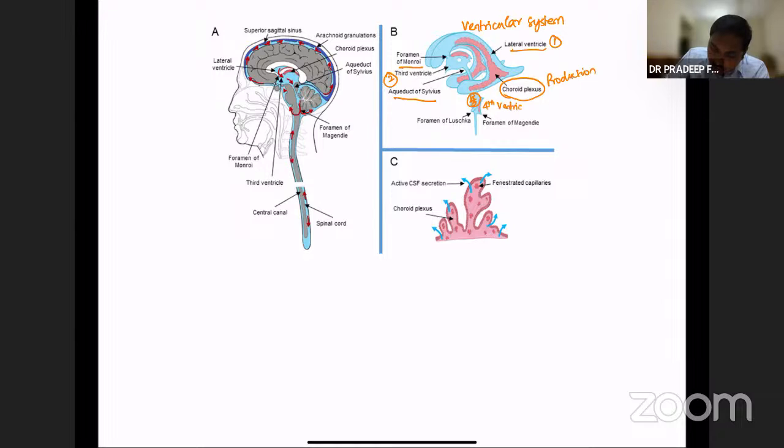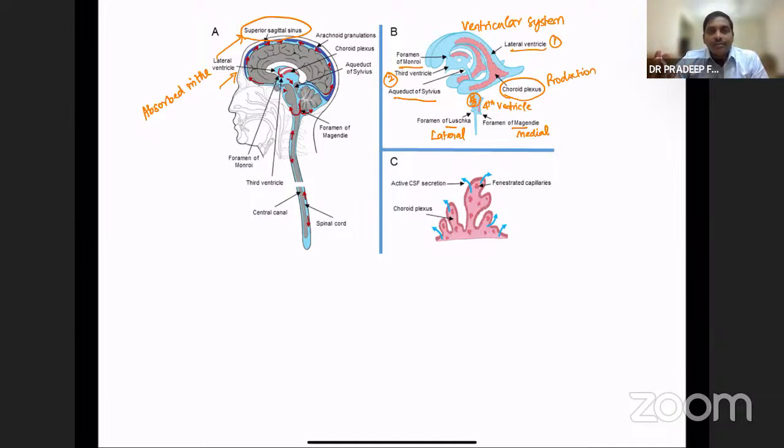From the fourth ventricle, it enters the spinal canal through a lateral foramen of Luschka, or Luschka L for L, and a medial foramen of Magendie. Then it enters the CSF column, and finally it gets absorbed in the superior sagittal sinus. So it is produced inside the ventricles, then makes its way through all the CSF pathways, and finally it drains into the superior sagittal sinus.